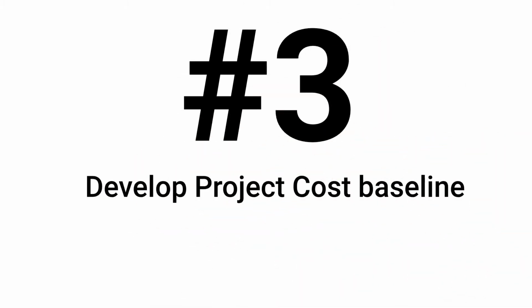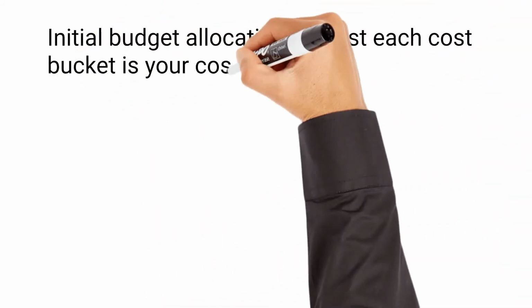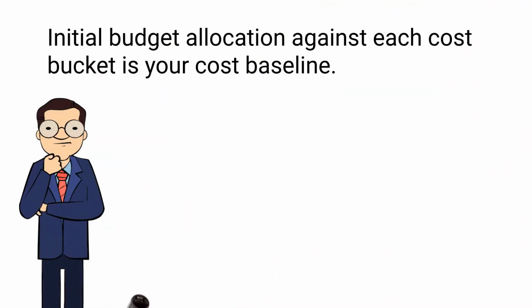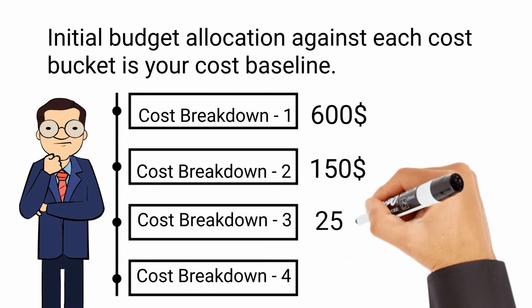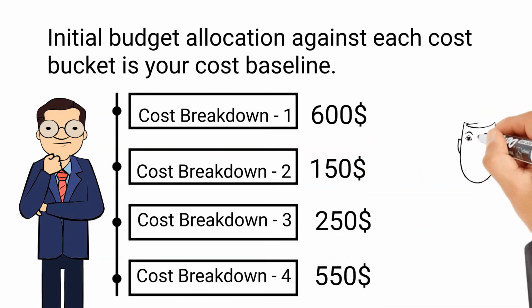The third step is setting the cost baseline during the start of the project. The initial budget allocation against each cost bucket is your cost baseline. Never change your initial baseline unless there is a change in scope of work.